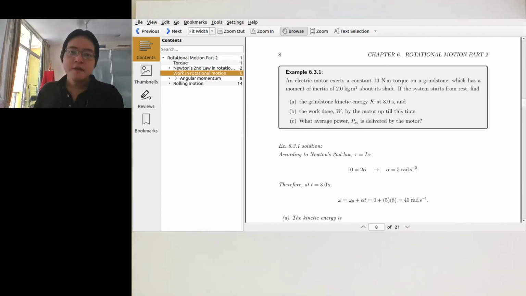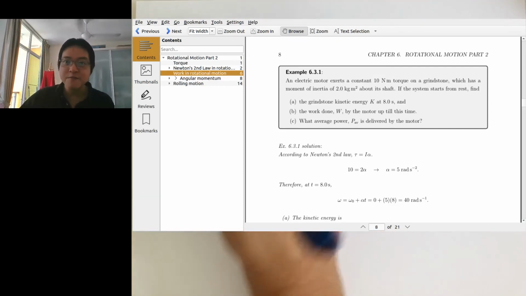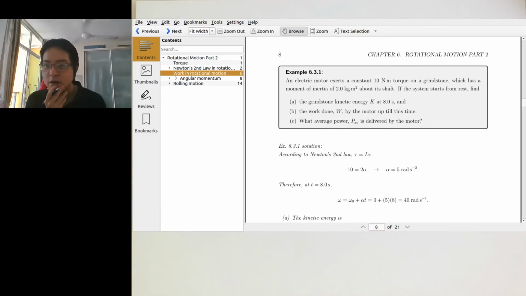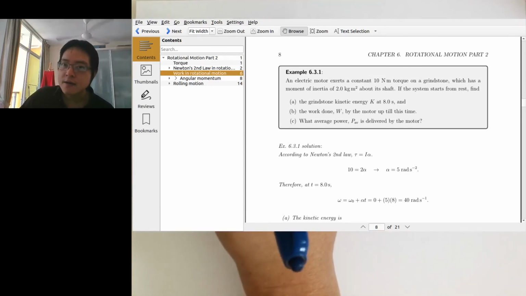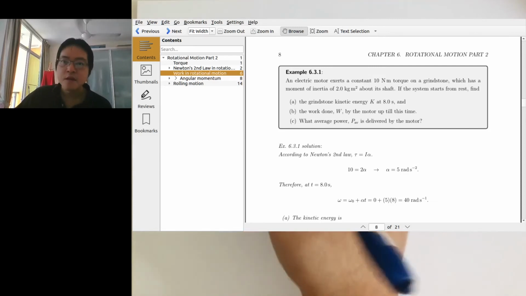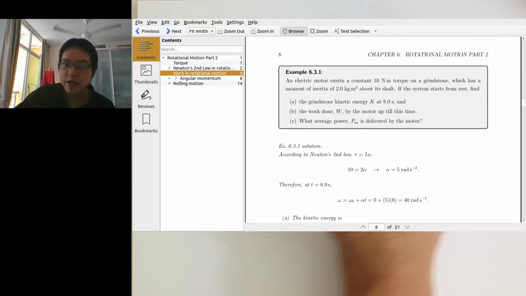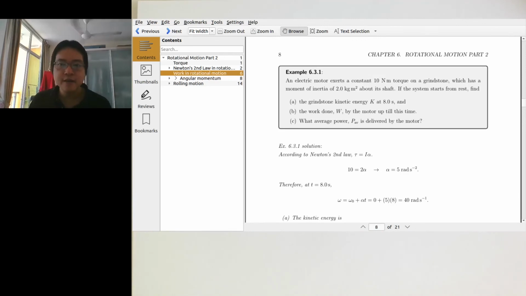Okay. So an electric motor exerts a constant 10 Newton meter torque. This is a unit of energy, but if it's a torque, we don't call it joules, we call it Newton meter. Let me copy down the information as we read to save time. The torque is 10 Newton meters, acting on a grindstone which has a moment of inertia of 2 kg meter square about its shaft. The system starts from rest. Find the grindstone kinetic energy at 8 seconds, find the work done, and find the average power. So let's do that.